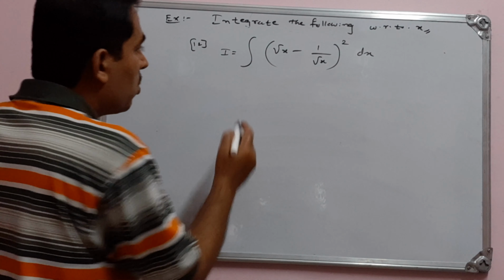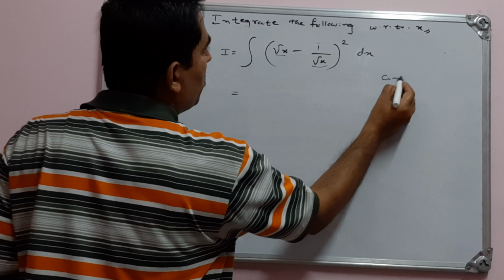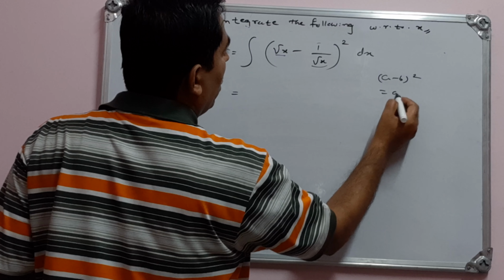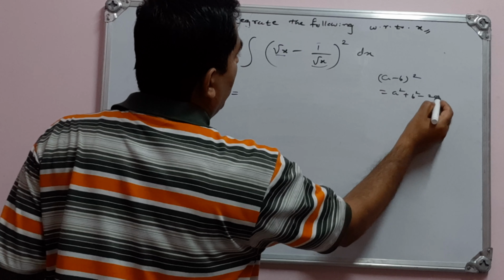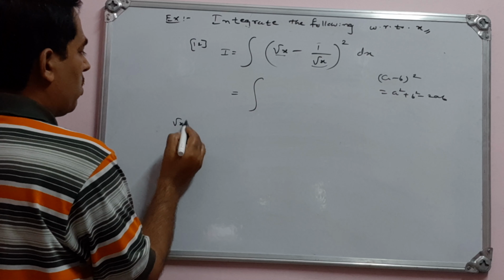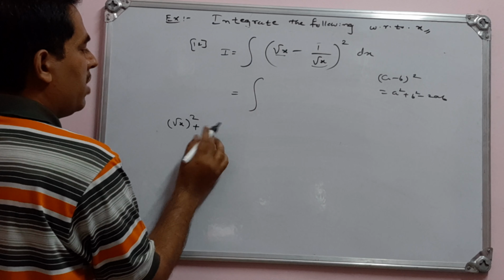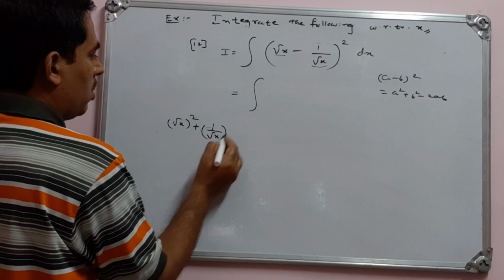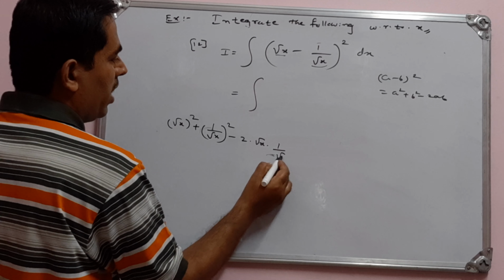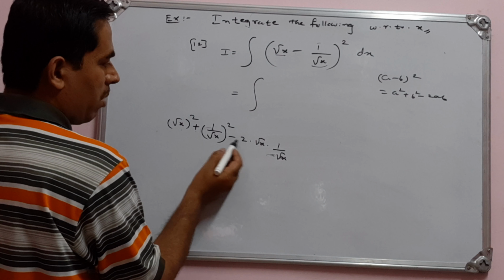First, what we have to do here is, root x minus 1 by root x whole square is given. So treat this as a, treat this whole thing as b. See, a minus b whole square. I can use a minus b whole square formula. So a square plus b square minus 2ab. So substitute that, integration of a square. A means what? Root x. So that a square means root x whole square plus b means what? 1 by root x whole square minus 2a means root x into b means what? 1 by root x. Okay, this becomes a square plus b square minus 2ab.